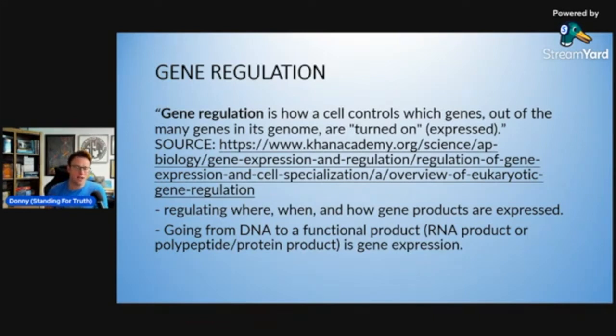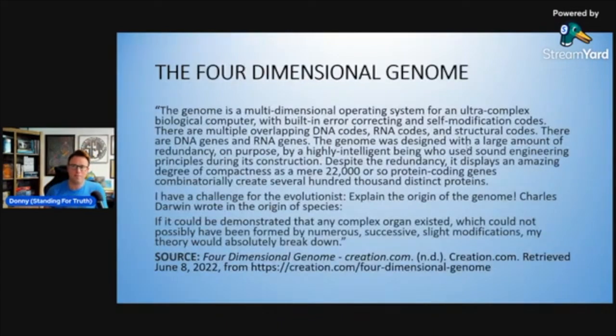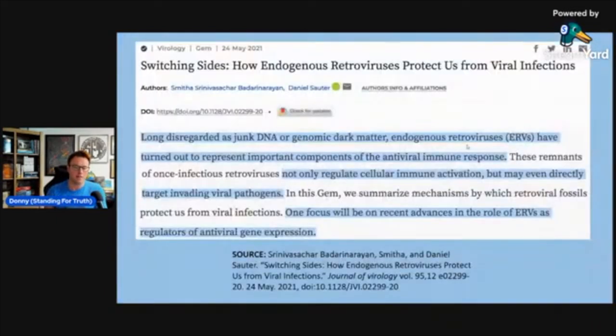So gene regulation regulates where, when, and how gene products are expressed. And going from DNA to a functional product like an RNA product or a protein product is gene expression. It turns out that much of the genome that was assumed to be junk is directly involved in gene regulation and gene expression. We're looking at multiple overlapping codes. The information is nested and it's functional on so many levels. I could do a whole presentation on that, so I'll skip ahead a little bit for the sake of time.